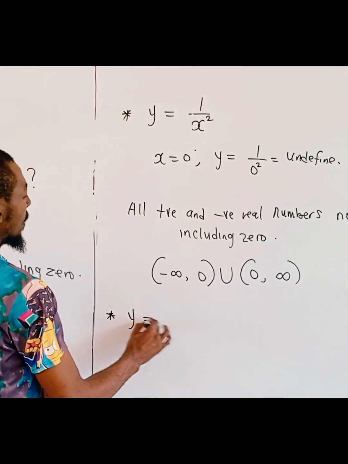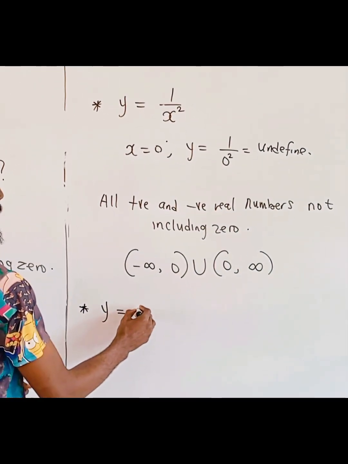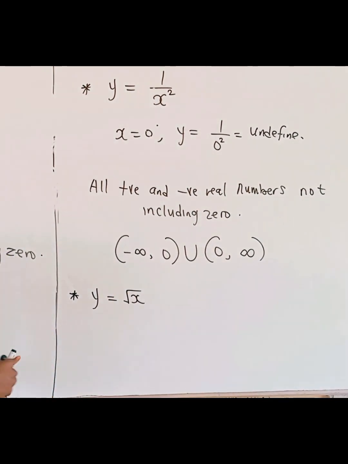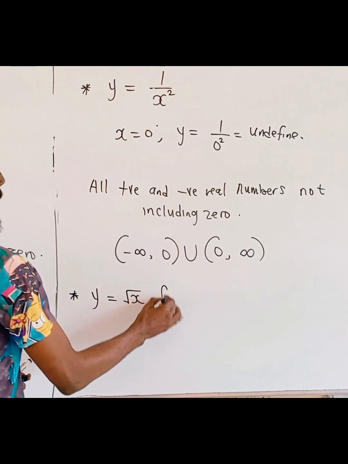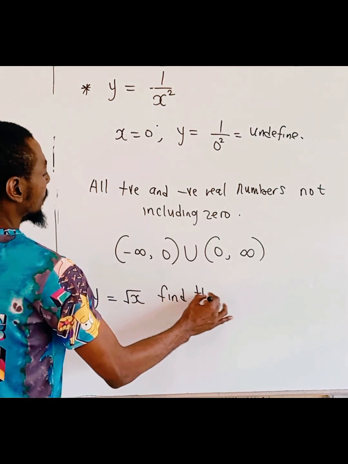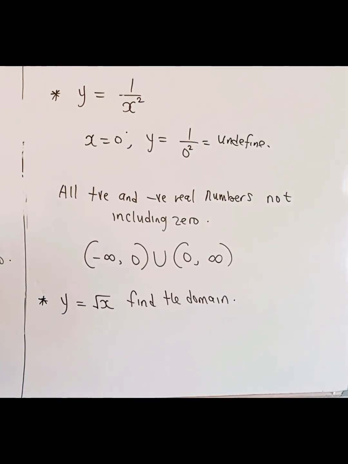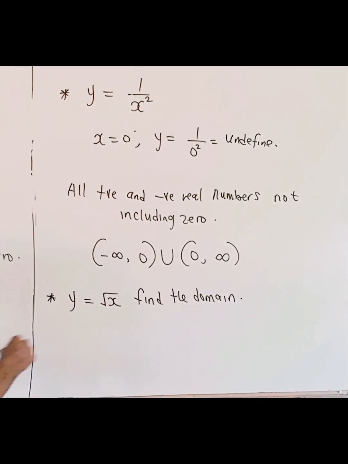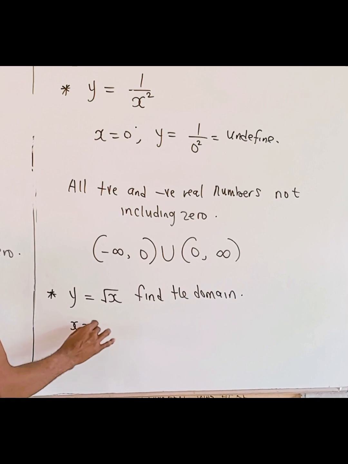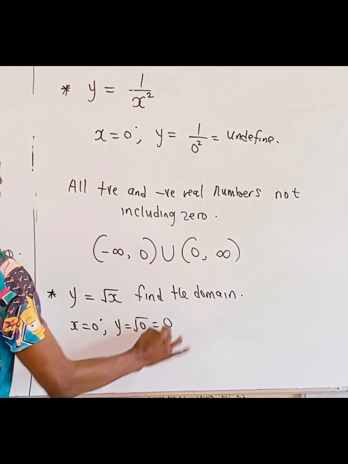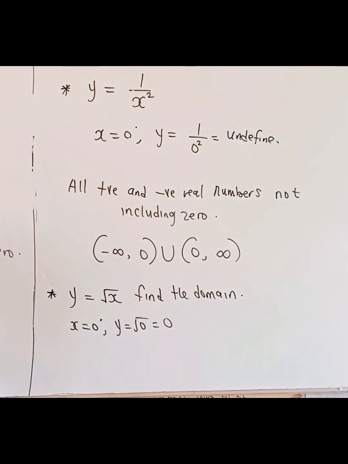y equal to square root of x. Let's examine the domain of the function. Of course, when x is equal to 0, we have y equal to the square root of 0, which is equal to 0, meaning 0 can define the function.